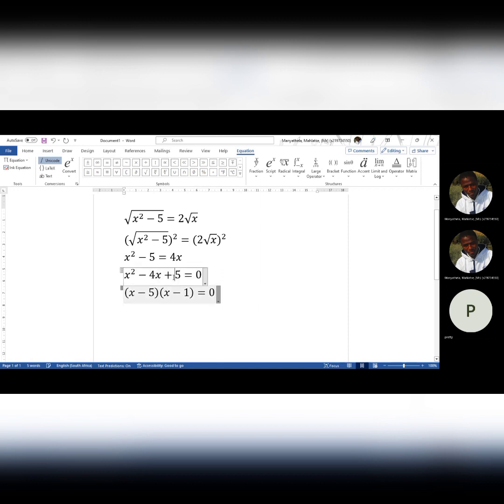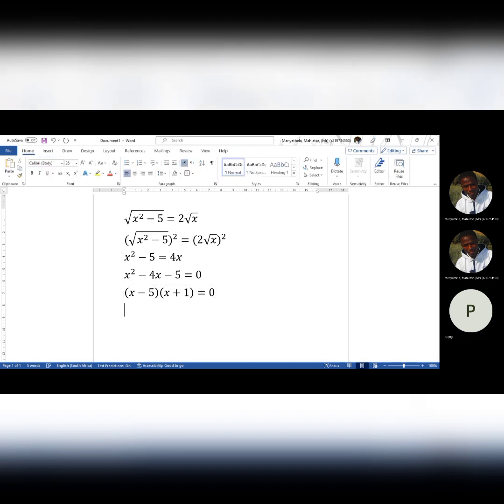Oh, I see where the problem is. 5 is supposed to be negative. It's minus 5, not positive 5. So we have minus and minus, but the signs must be different. So this one you have a positive, then the other one you have a negative. So get the factors the way they should be.